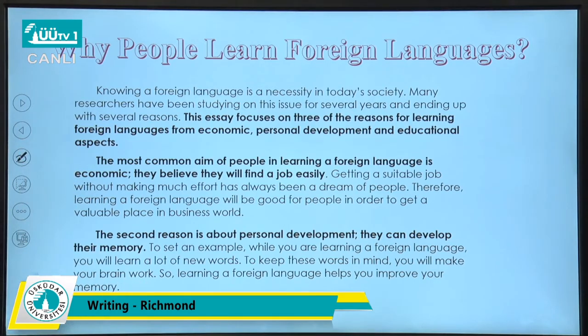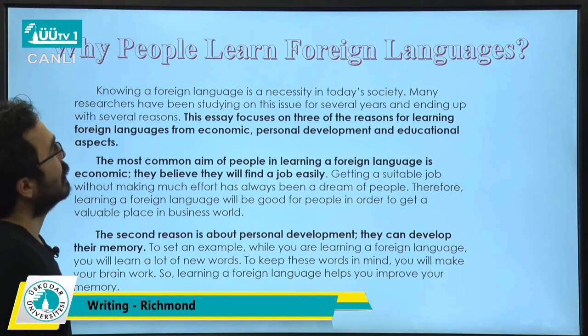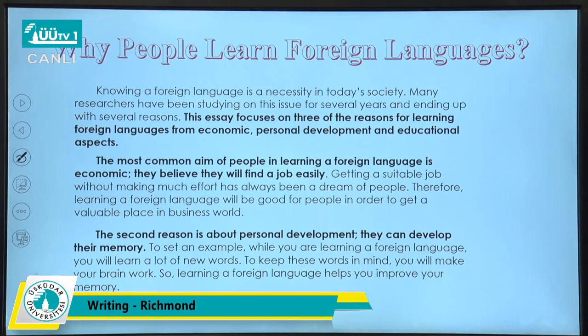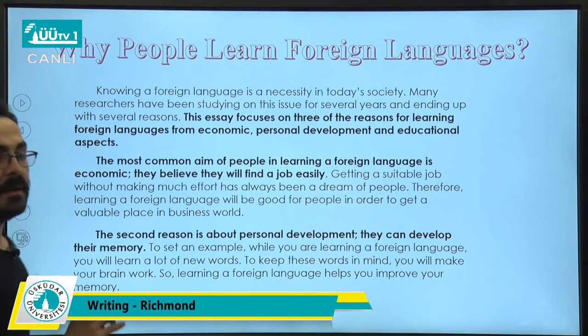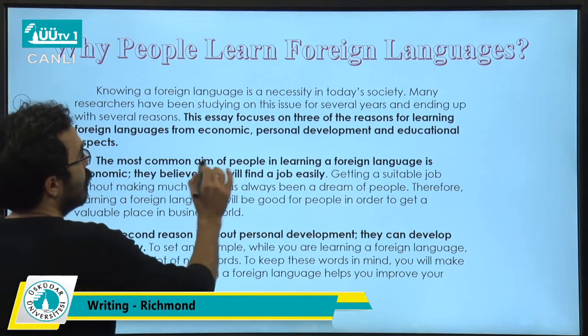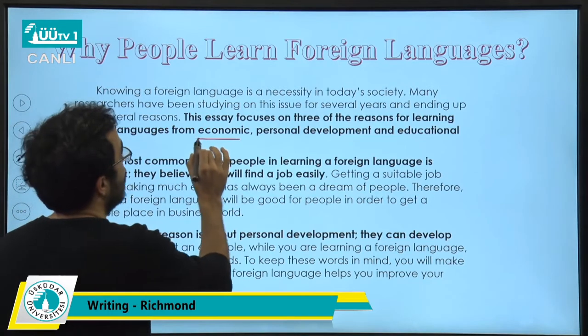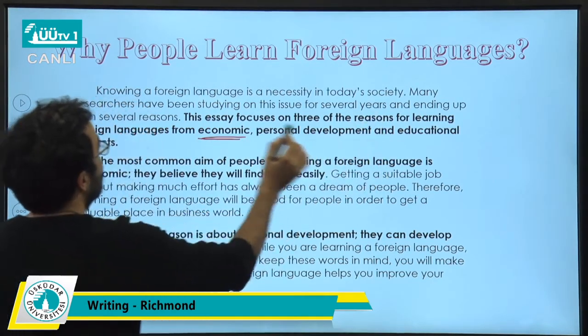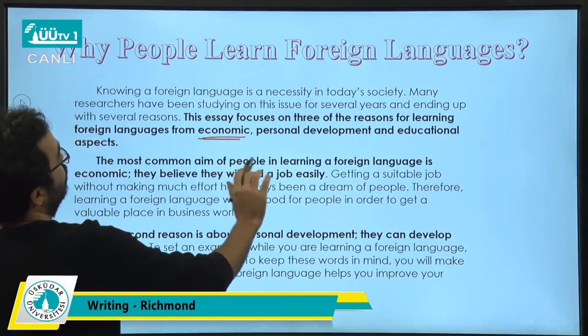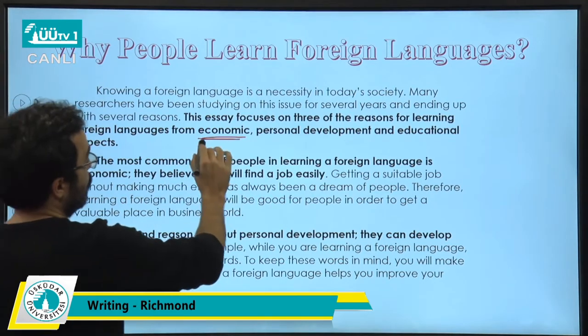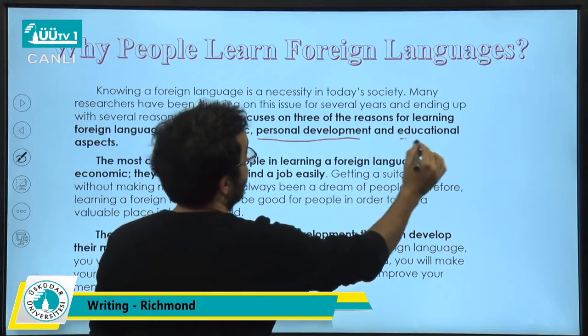And here we also have another cause essay. Let's look at this: why people learn foreign languages. Knowing a foreign language is a necessity in today's society. Many researchers have been studying this issue for several years and ended up with several reasons. This essay focuses on three of the reasons for learning foreign languages from economic, personal development, and educational aspects. Now, in our introduction part, we have our categories, our problems here, right? This person is going to be talking about these subjects: economic, personal development, and educational aspects.